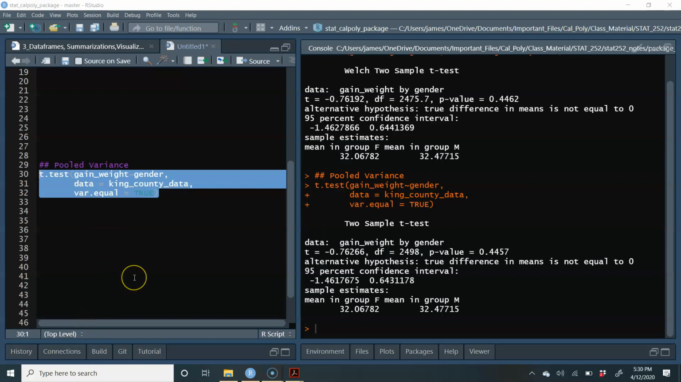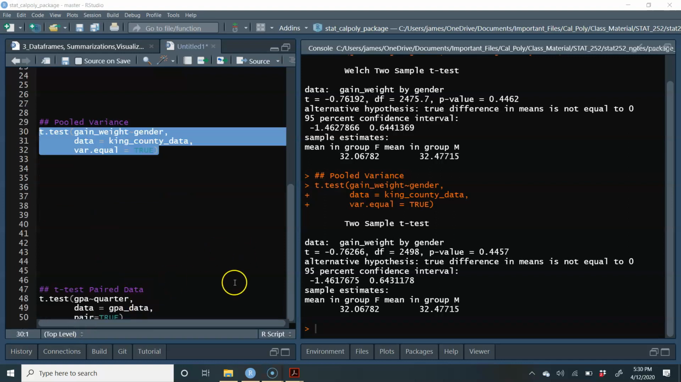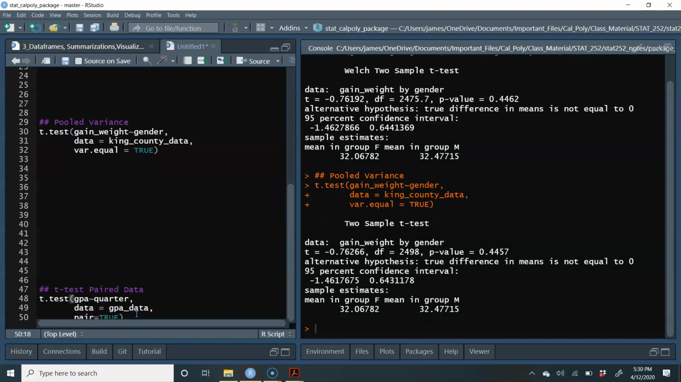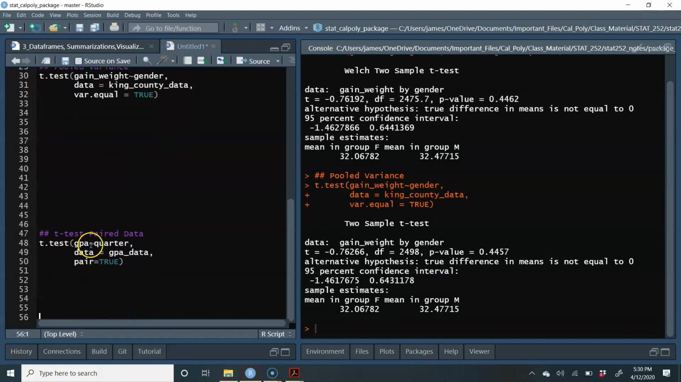Now, let's say I'm interested in paired data. Remember the paired data example? Let's say we're looking at GPA as our response and the quarter as our explanatory variable. The quarter is explaining the variability in the GPA. We have data equal to the GPA data, but look at this difference. Now we're going to say that paired is equal to TRUE, and that now performs a paired t-test.